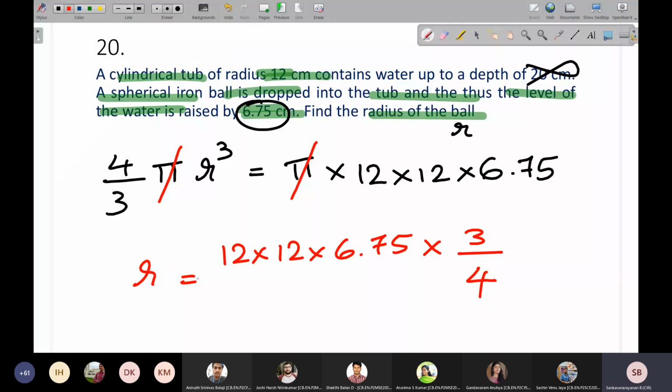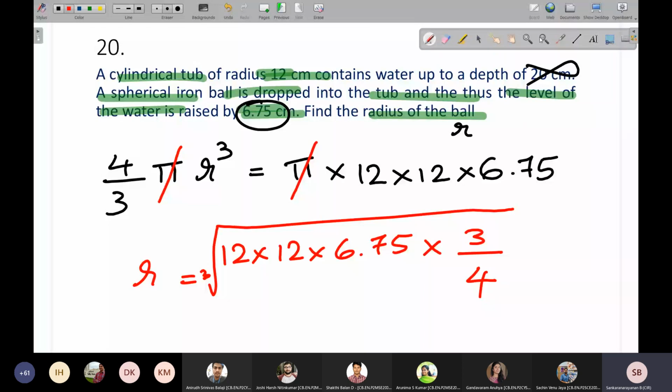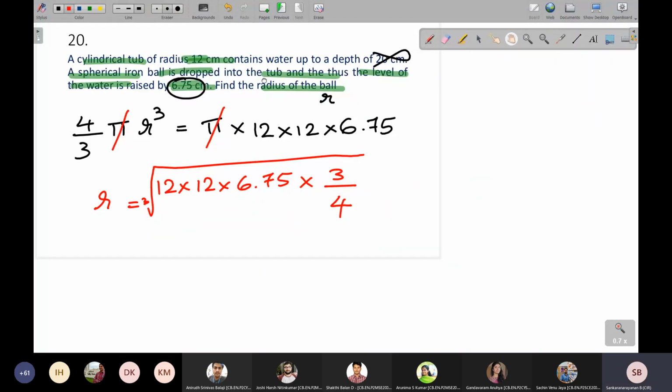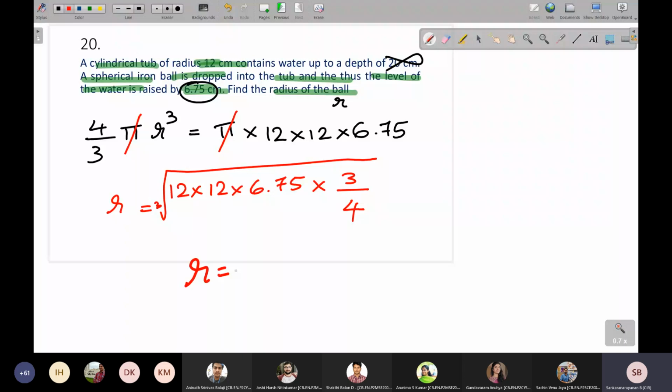Okay, so how much will be the final value that you are going to get for this r? Could you please do it for me and tell me how much you are going to get for r? This is the final question that we are officially discussing, so kindly let me know how much you are going to get here.